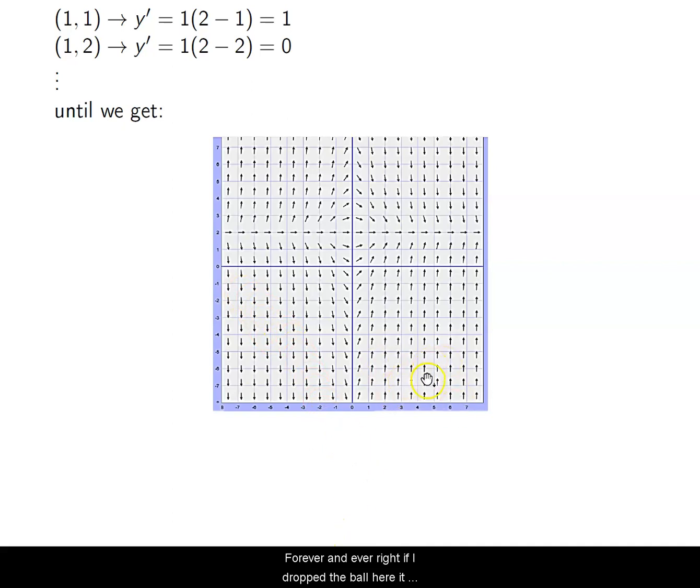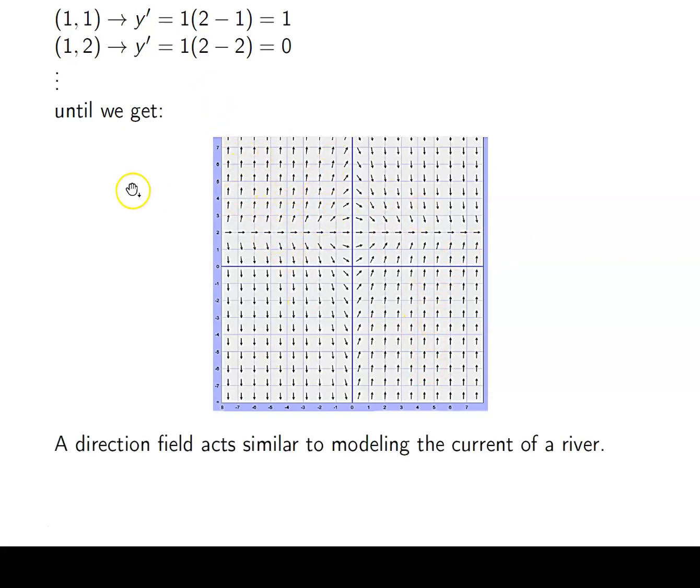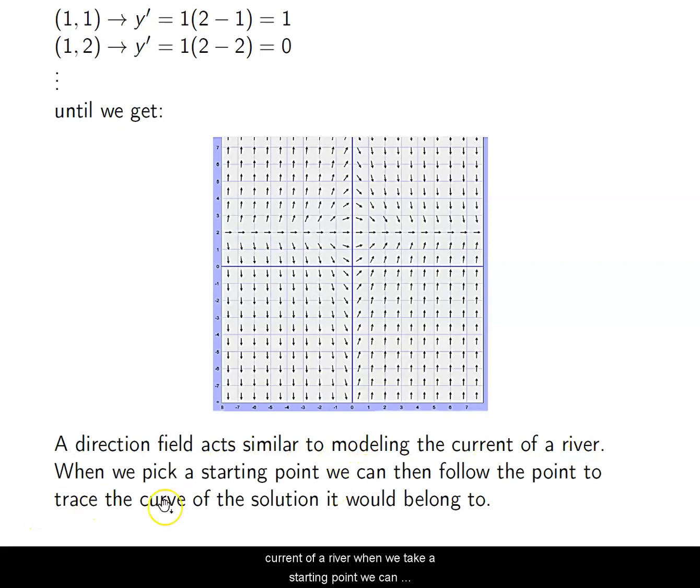If I drop the ball here, it would go up and then it would curve to this line. So you can kind of see the flow of the different solutions starting at different points here, right? Okay, so a direction field, again, acts similar to modeling the current of a river. When we pick a starting point, we can then follow the point to trace the curve of the solution it would belong to, right? So again, as an example, let's say we looked at the point -3, 3, right?